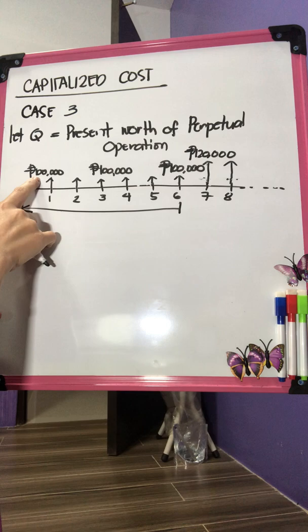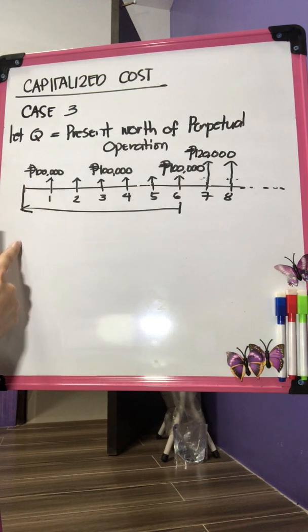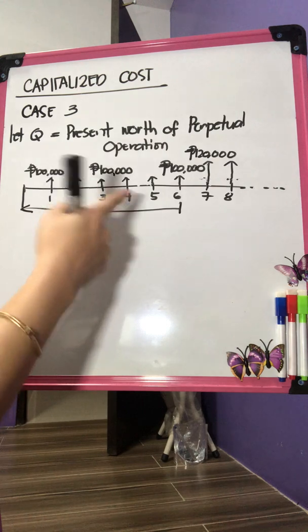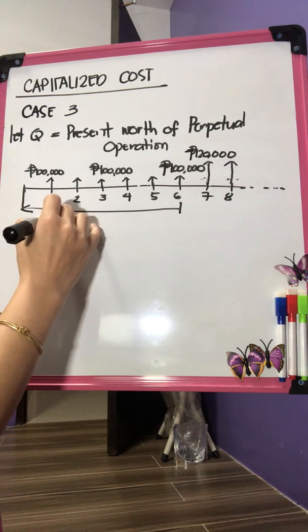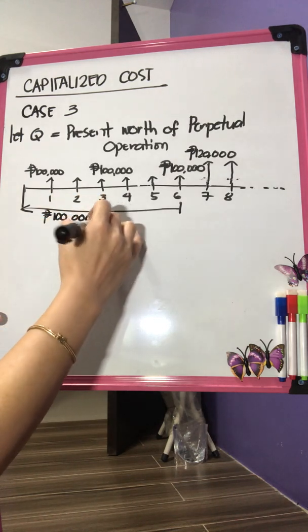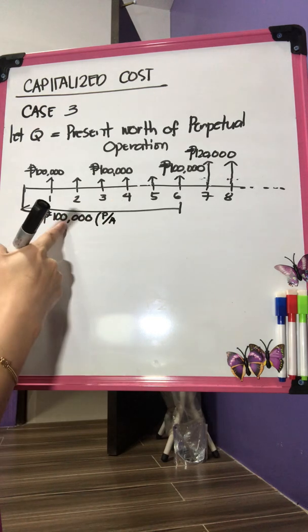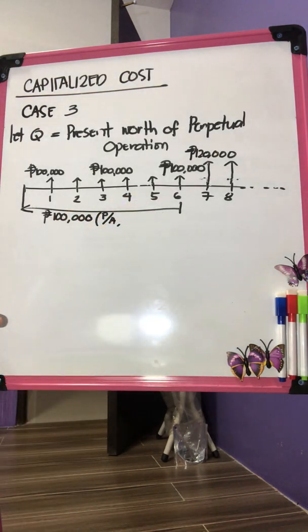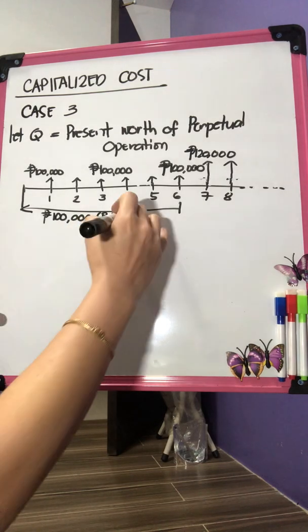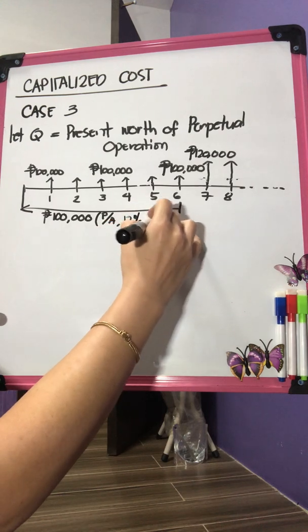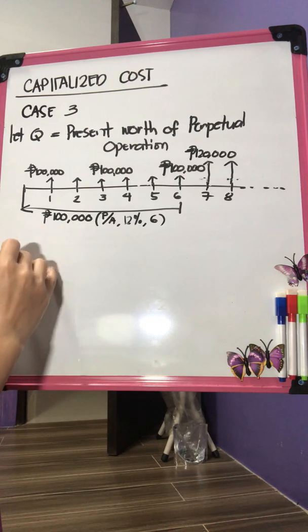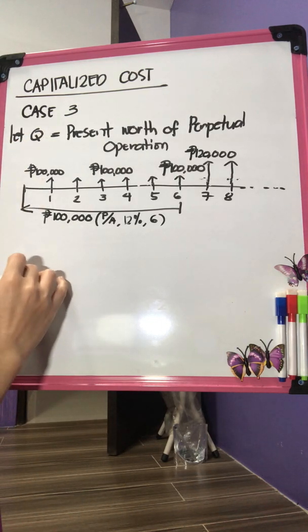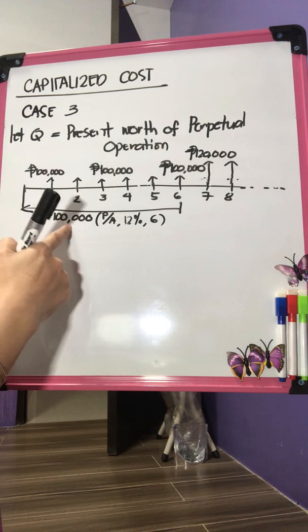So we have to determine the present worth of 100,000 para pag nag-invest ako today, mako-cover up niya yung 100,000 every year for 6 years. So, dito, given yung annuity na 100,000, given yung rate of interest which is equal to 12% per annum for 6 years, we're going to determine P. Okay? So, kunin muna natin to. So, let us start muna with 100,000.